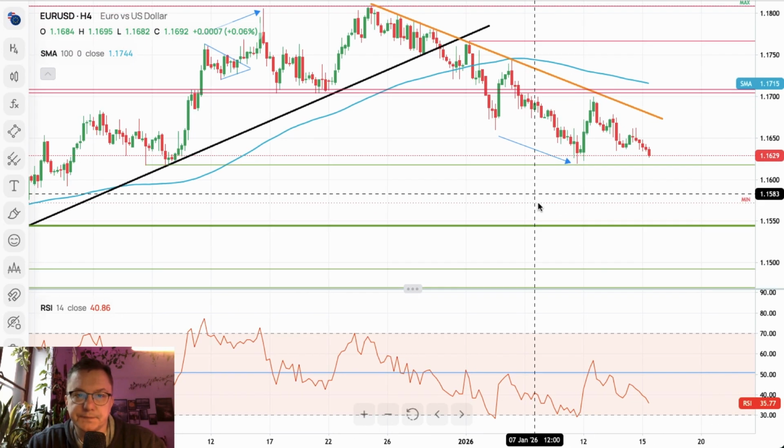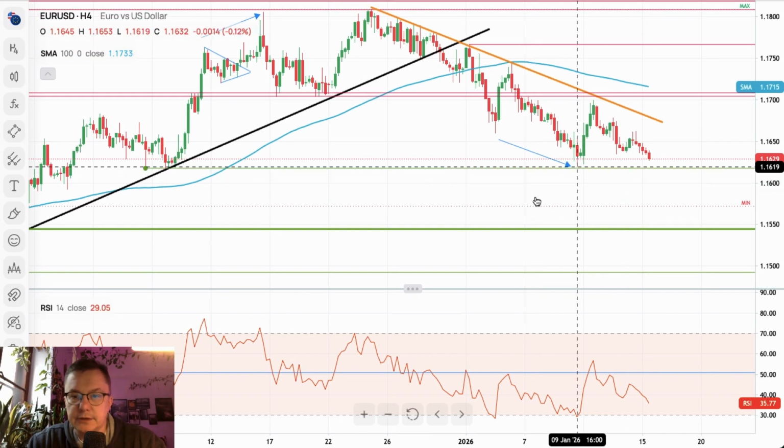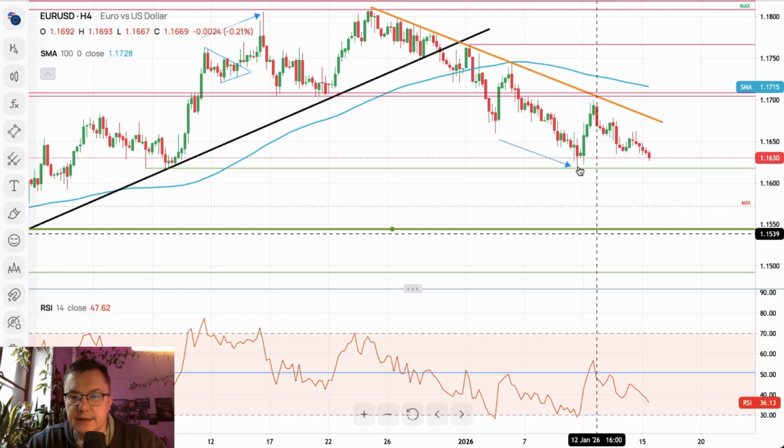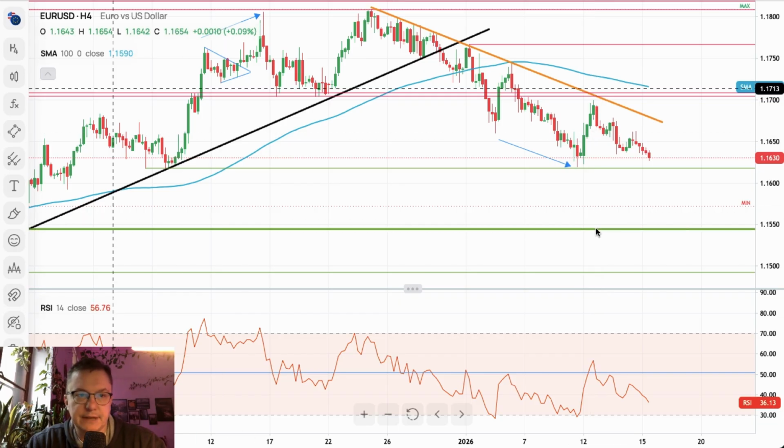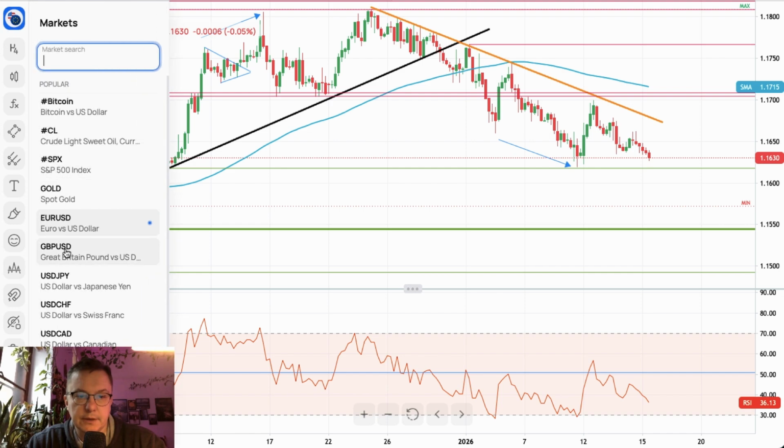So right now we are looking at the euro dollar breaking below 1.1619 and 1.1545. The latter is the next target for the euro dollar.